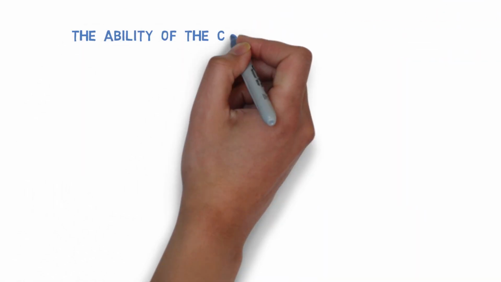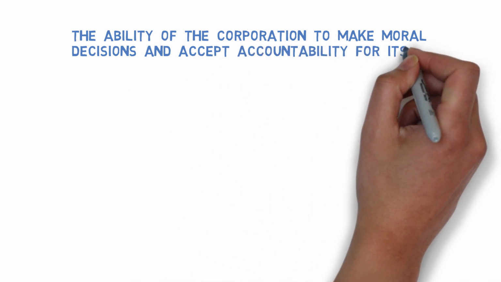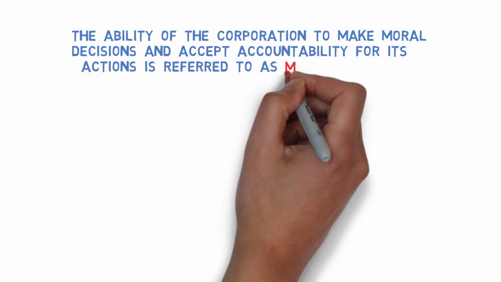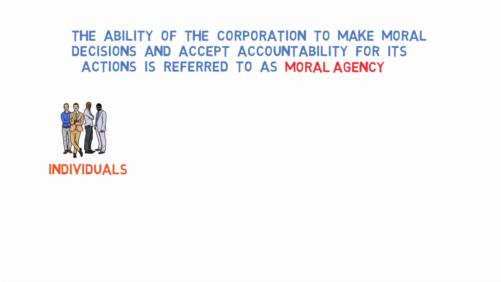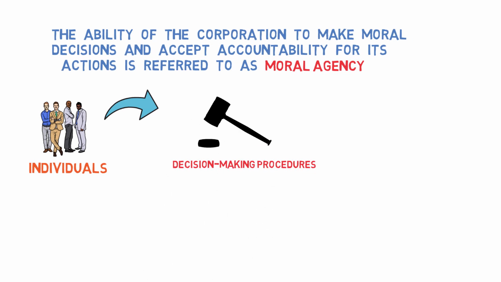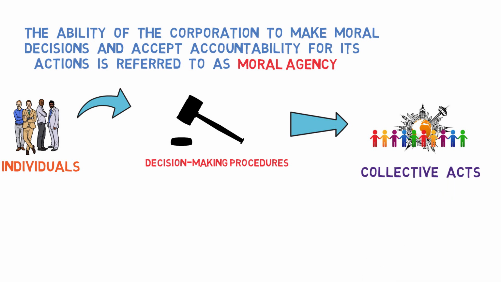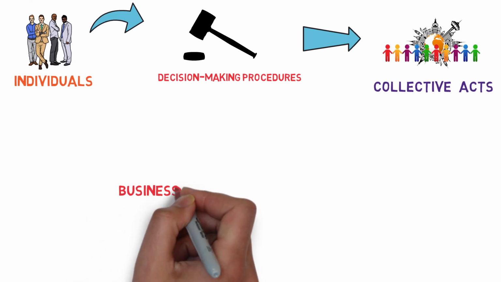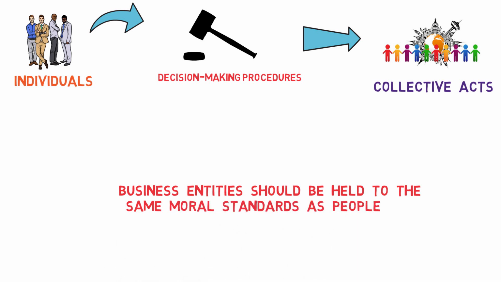The ability of the corporation to make moral decisions and accept accountability for its actions is referred to as moral agency. Despite being composed of individuals, companies also have their own identity and decision-making procedures, which makes them accountable for their collective acts. This calls into question whether business entities should be held to the same moral standards as people.